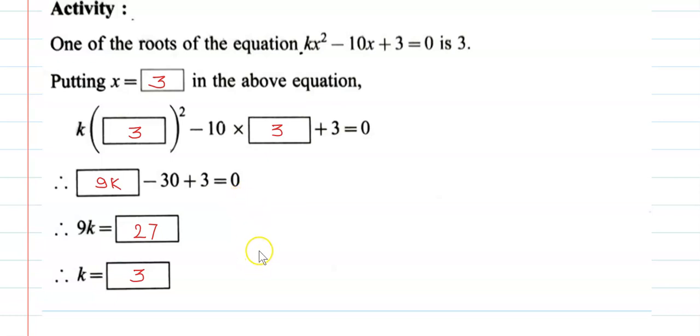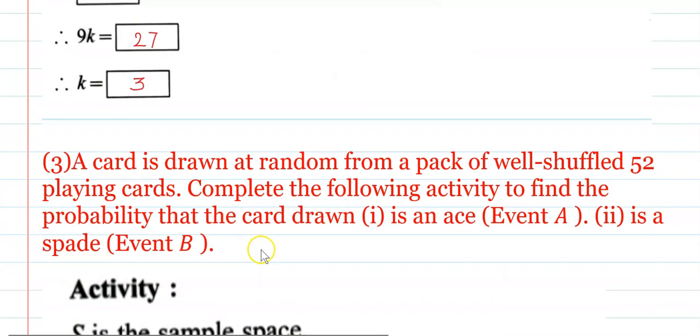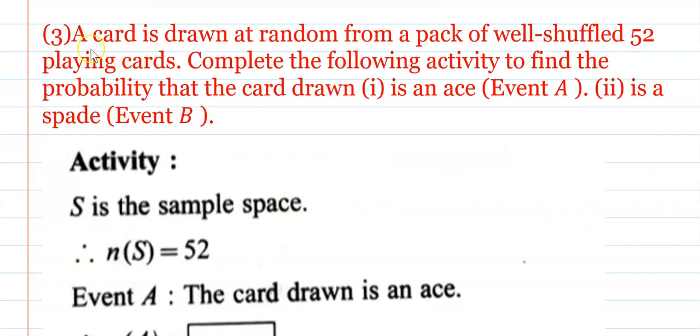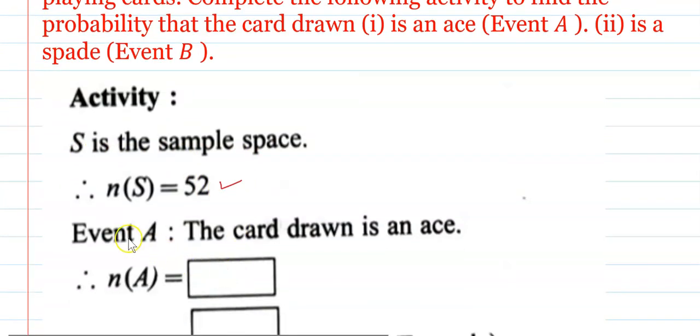Okay, now the next activity. A card is drawn at random from a pack of well shuffled 52 playing cards. Complete the following activity to find the probability that the card drawn is: event A, an ace; event B, a spade. Now the activity. S is the sample space, n of S is equal to 52. Event A, the card drawn is an ace. Therefore, the number of ace cards is 4.